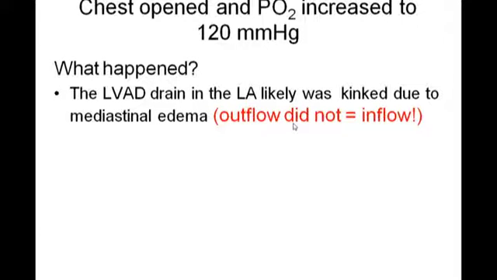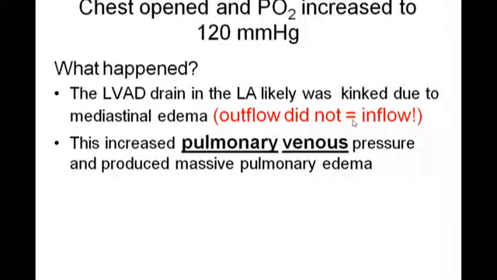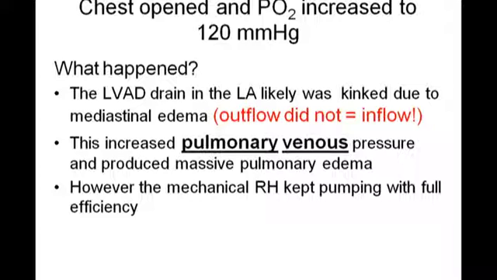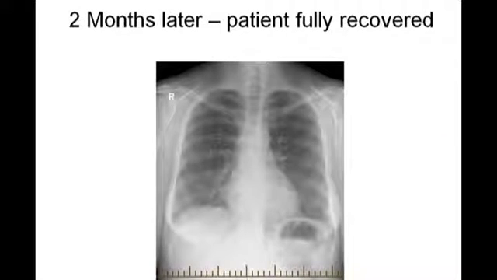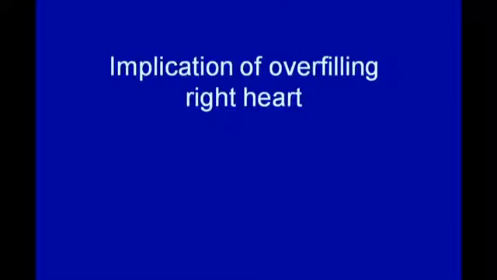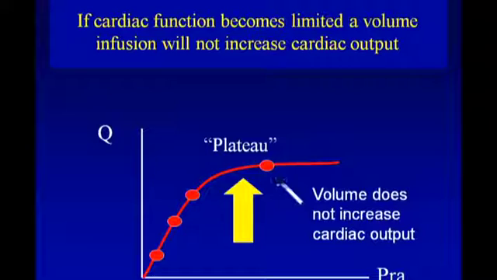This is the example of outflow not matching inflow. So this increased pulmonary venous pressure produced massive pulmonary edema, and she was in trouble. And this is her x-ray. 2 months later, she walked out of hospital alive and functioning. Now, what are the implications of overfilling?